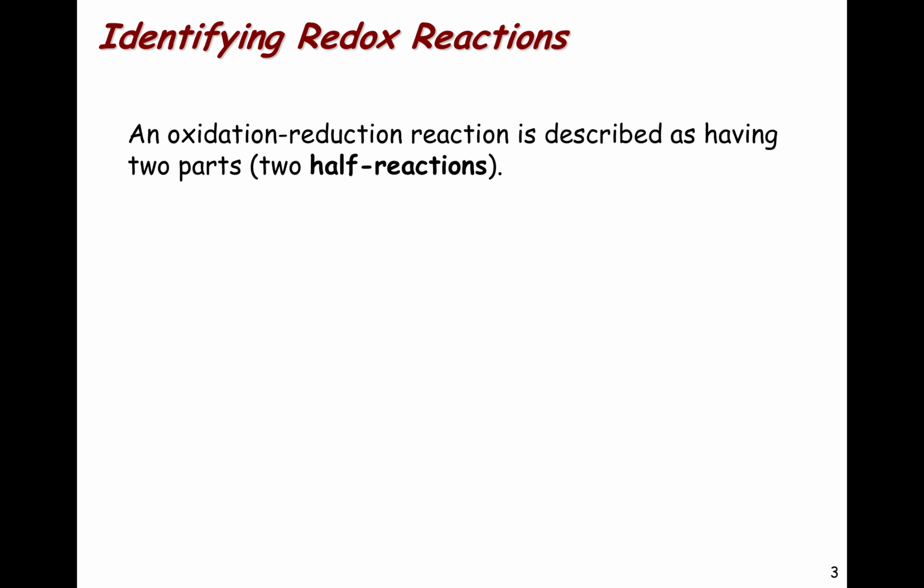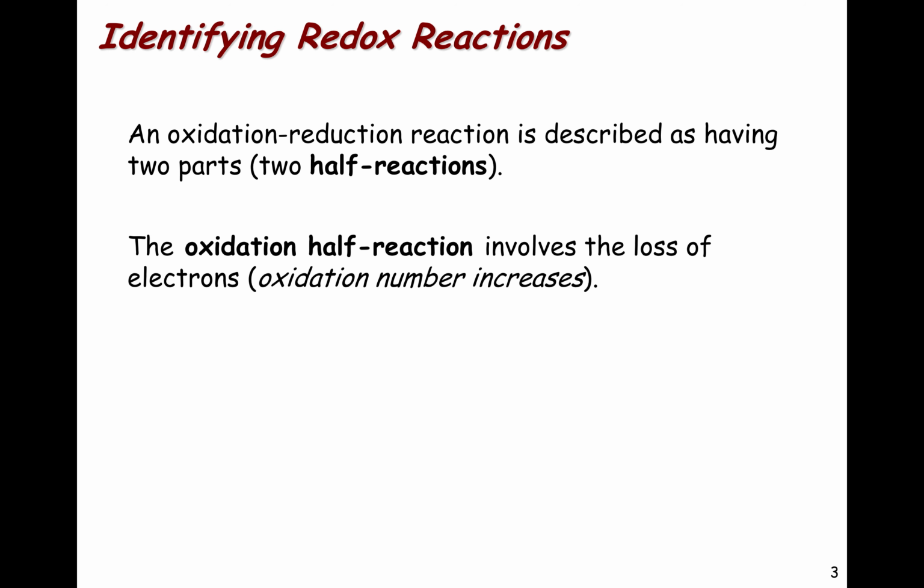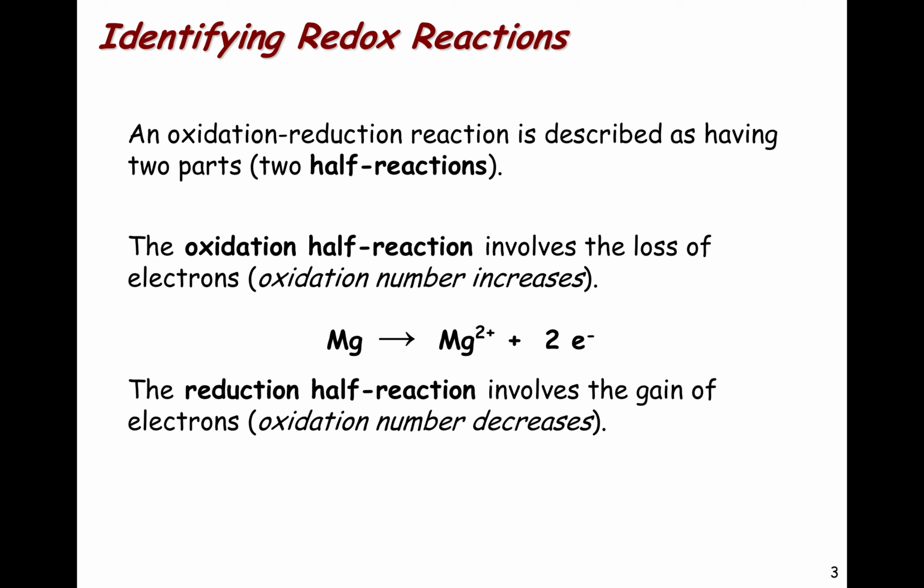So one way to be able to identify a redox reaction is to look at the changes in the oxidation number and to identify the half reactions in which electrons are either reactants or products. So an oxidation half reaction involves the loss of electrons. So in other words, electrons are a product of a half reaction that is an oxidation. And likewise, reduction is when we gain electrons, and so the electrons are a reactant in a half reaction. So as you see here for oxygen.